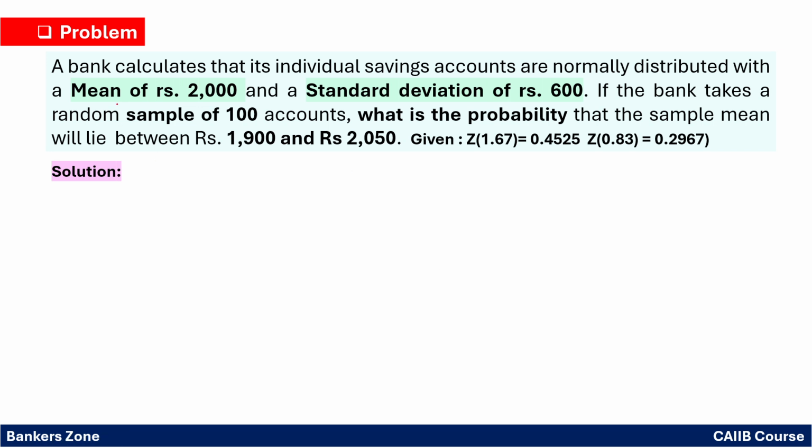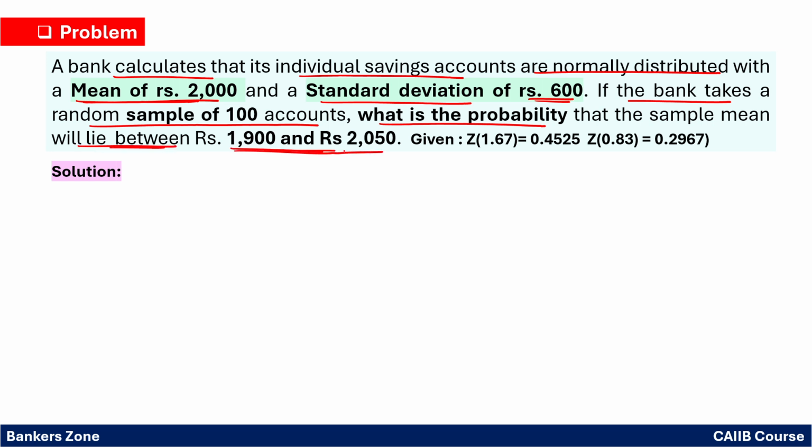See what they have given. A bank calculates that individual savings accounts are normally distributed with a mean of, say, 2000 rupees average balance. Standard deviation is 600. If a bank takes a random sample of 100 accounts, what is the probability that the sample mean will lie between 1900 and 2050? The values of Z, 1.67 and 0.83, they have already given.